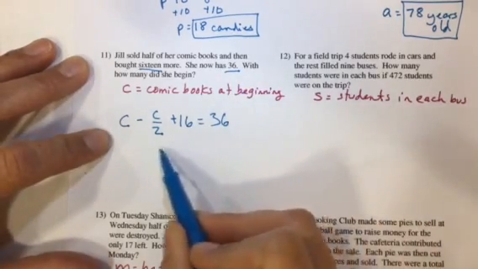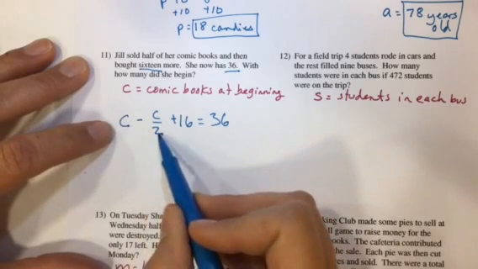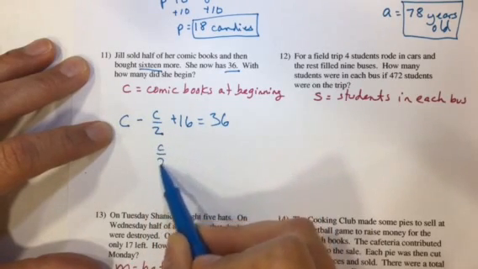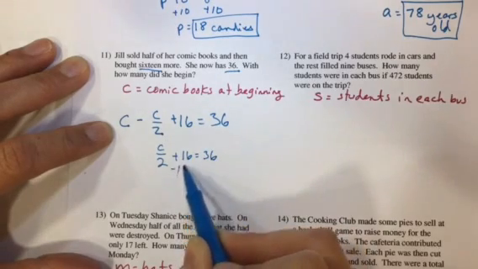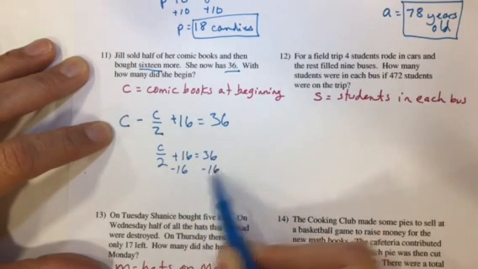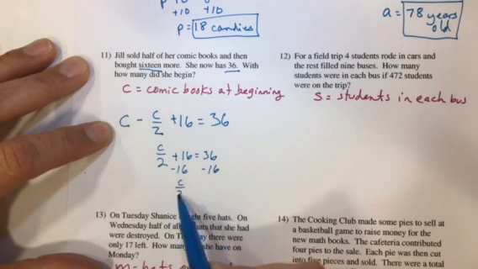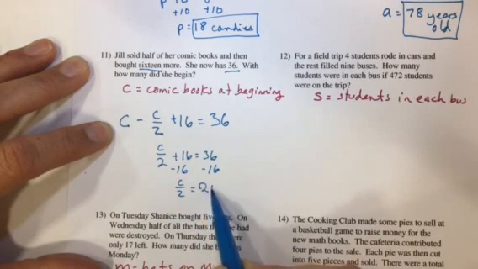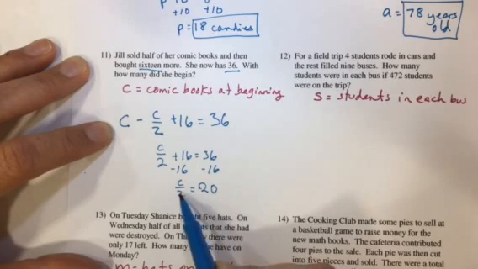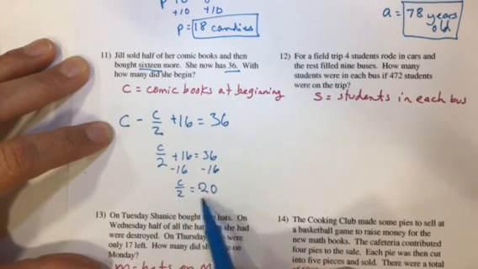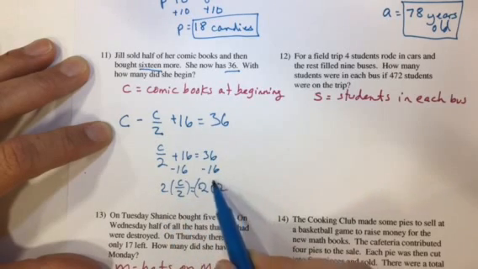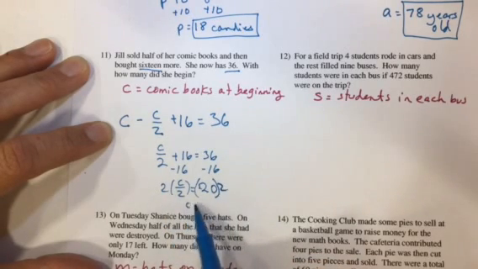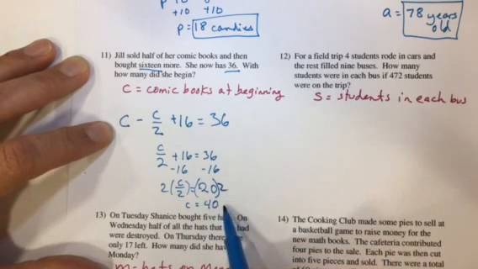Okay, now solve. Let's simplify first. A whole minus a half is just a half. We're going to subtract 16 from both sides. So that is C over 2 is equal to 20. And in order to find out what a whole is, a half of our total is 20, so a whole of our total must be 2 times that. C equals 40. Okay, so 40 comics.